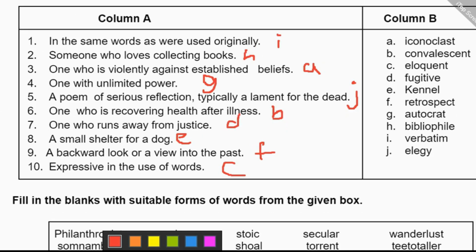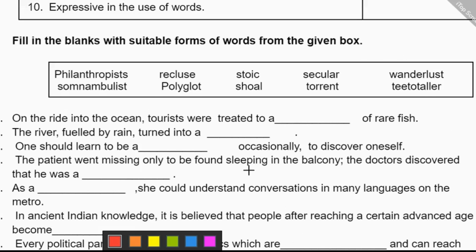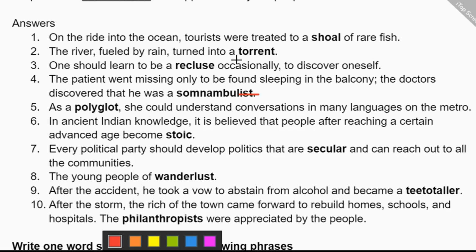See the second exercise. Here we have to fill in the blanks with the suitable forms of words from the given box. So here we have one word substitutes. We have to match with the description. Here we have the blanks. We have to fit this word in the blank so that we can make a meaningful sentence. On the ride into the ocean, tourists were treated to a dash of rare fish. Here you can see I have written answers. You can pause the video, take a screenshot of it, or write in your textbook.